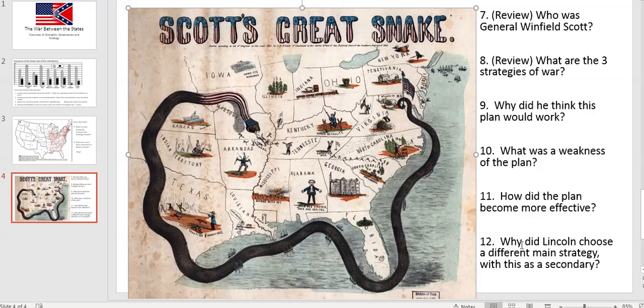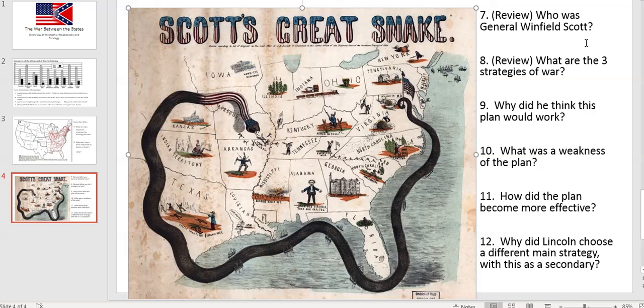And finally, question number 12. This seems like a great plan. Why did Lincoln call for 75,000 volunteers in the spring of 1861 to attack Richmond, onward to Richmond? Why did he use this as his secondary strategy, not his main strategy? Well, because this by itself would not cause the South to completely collapse. They could begin to start manufacturing their own things. It would take a long time, and Lincoln was not a general.